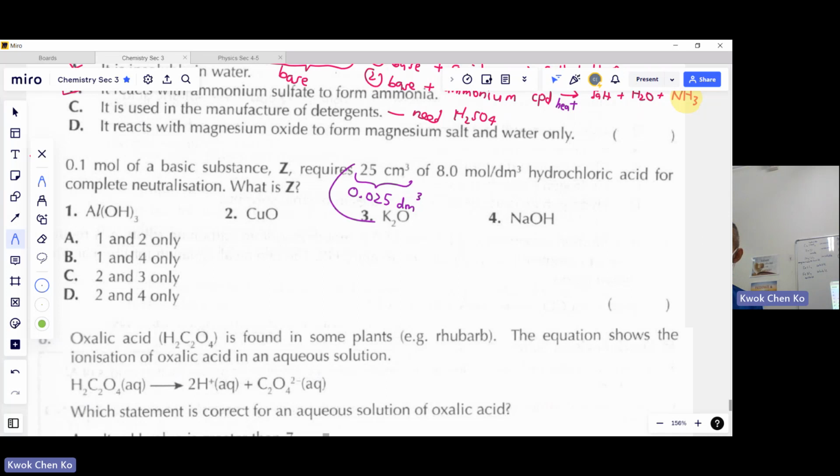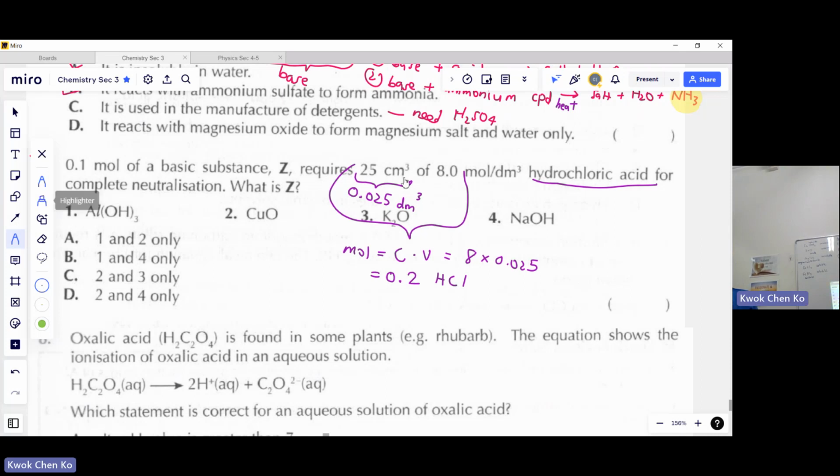And of course, I have volume, I have concentration. What do you find? Of course, moles. Okay, concentration times volume. 8 times 0.025, and you should get 0.2. So you have 0.2 moles of HCl.